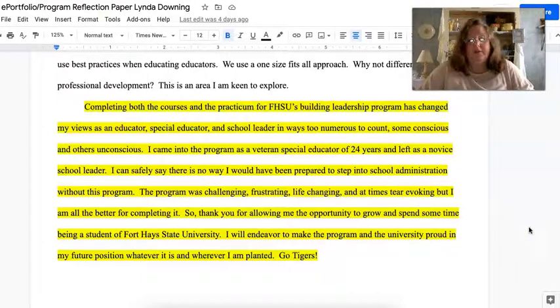So thank you for allowing me the opportunity to grow and spend time being a student at Fort Hays State University. I will endeavor to make the program and the university proud of my future position, wherever it is and wherever I am planted. Go Tigers!